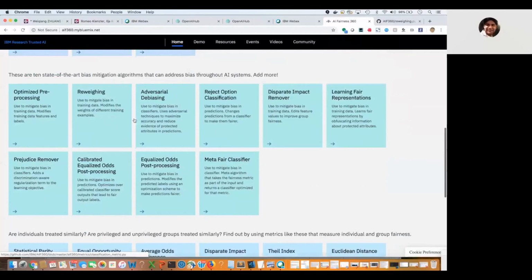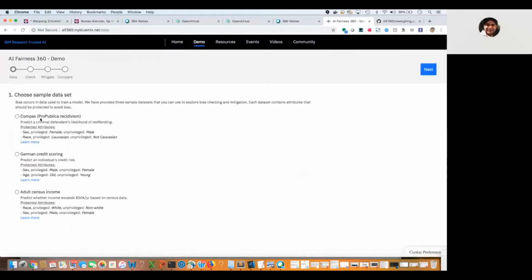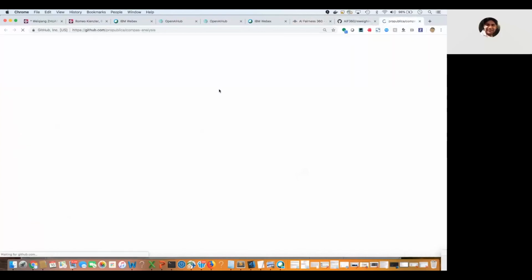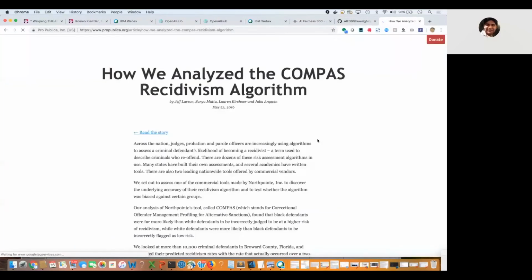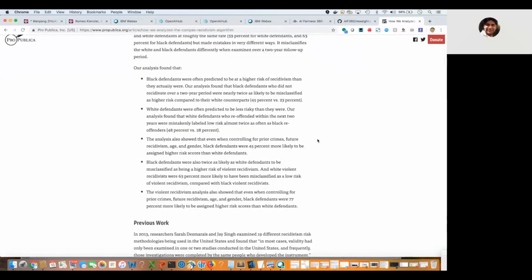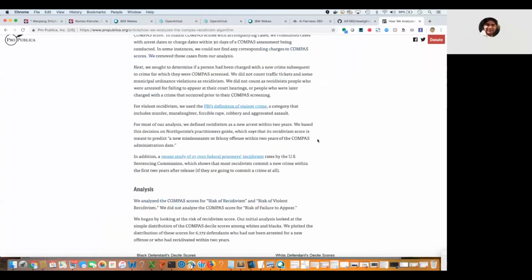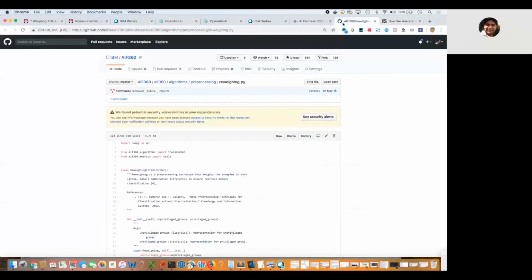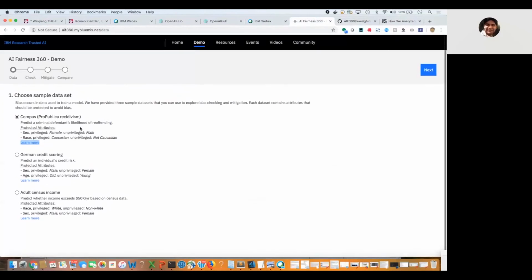And then, for demo, for example, we talked about the ProPublica recidivism database. Essentially, as I was talking, it is software being used in criminal systems, and was being used to award sentences. There was a big article published on this particular topic about how it was giving wrong judgments. So for this particular software, we can point AIF360 to that particular data set.